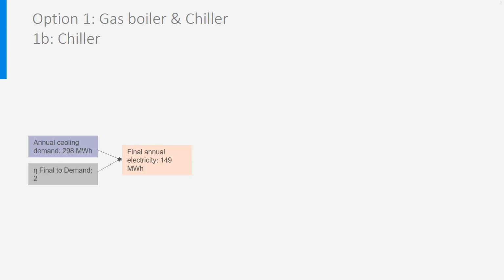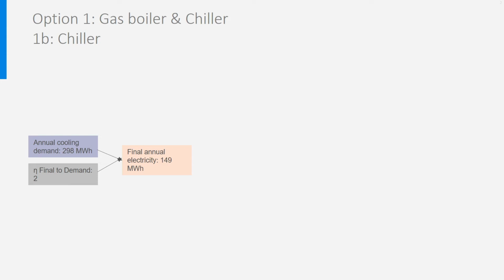Let's continue with the chiller. The total annual cooling demand is 298 megawatt hour. The SEER is 2. The final annual energy is of course electricity, and the amount of needed electricity is 298 divided by 2, which is 149 megawatt hour.